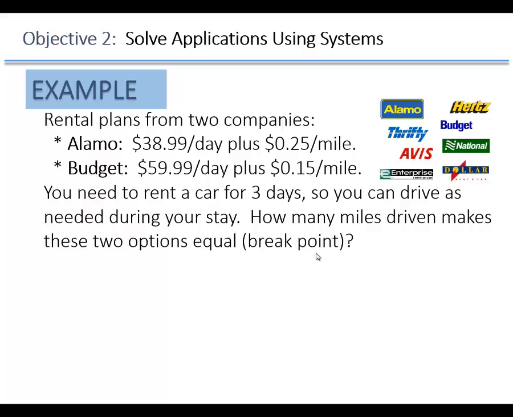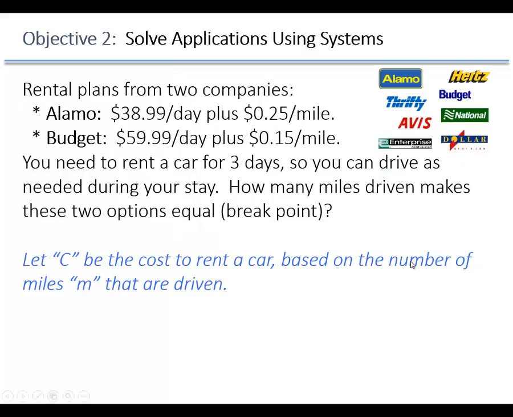Now, if you think about it, if you're not going to drive very many miles, you wouldn't mind paying the extra mileage to Alamo because you're getting quite a bit better price per day. If you're going to put on a ton of miles, you'd want the cheaper mileage rate and accept the higher fee each day to pay Budget. So where's our break point? Where is it that the prices are going to be the same regardless of which company you use?